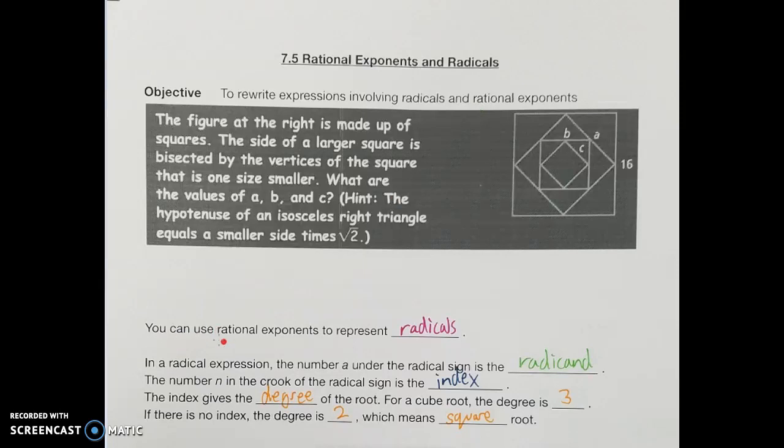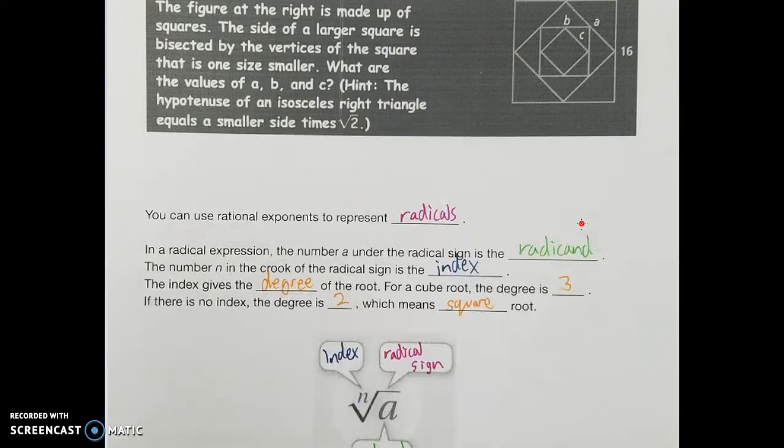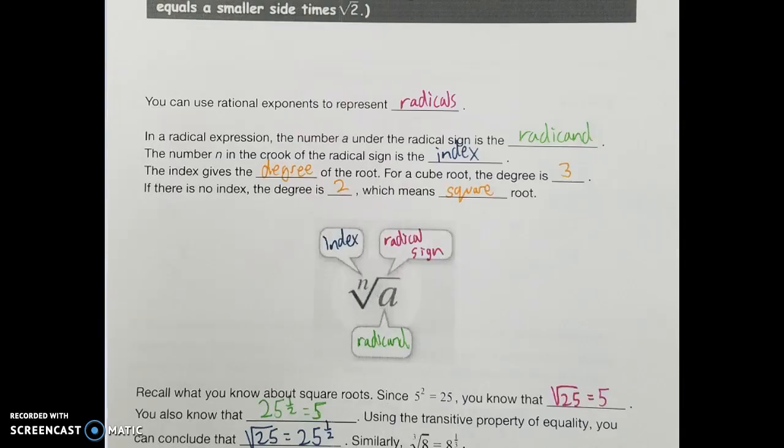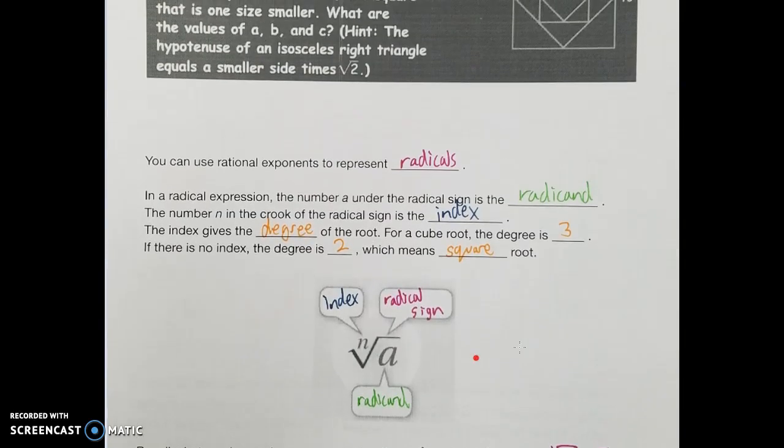First definition here, we can use rational exponents to represent radicals. Again, I can go back and forth between the two. In a radical expression, the number a under the radical sign, which we have in this example here, is called the radicand, so that would be a in this example. Number n in the crook of the radical sign is the index, so if I see this radical sign and I have a number in there, that's what I call the index.